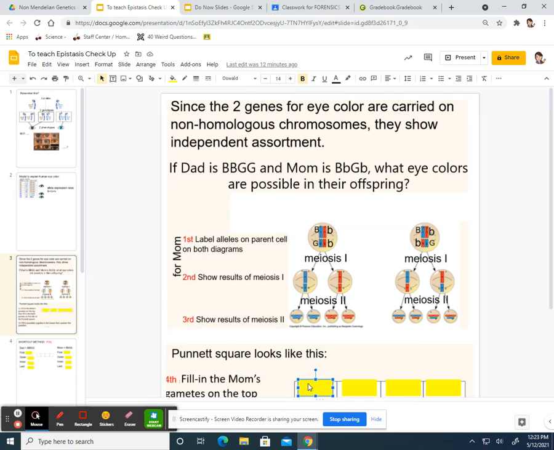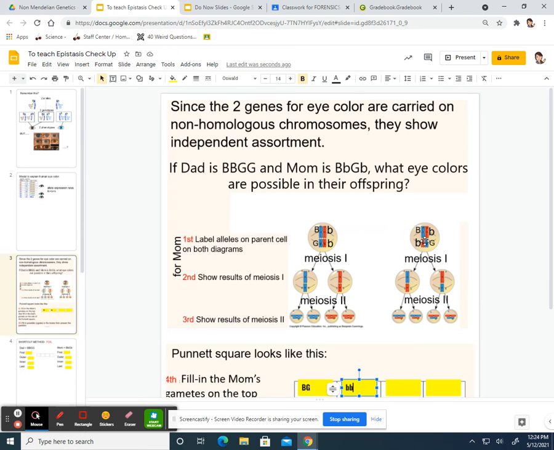I'm going to fill that in here. Big B, big G. And our second pair of gametes here, so 50% of the gametes, half of the gametes would have little b, little b. But since those genes are on different chromosomes, the chromosomes might not line up that way. This is why we say that they sort independently. That's independent assortment. So the chromosomes could line up in this way.